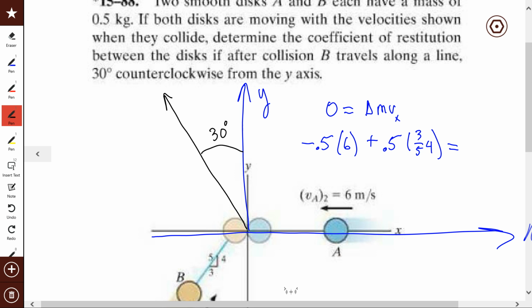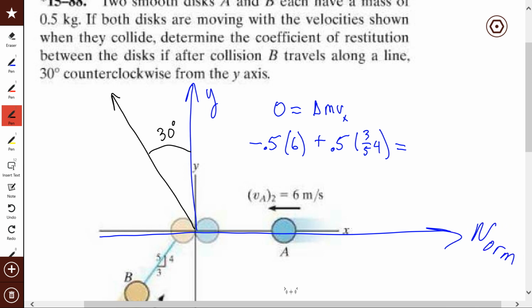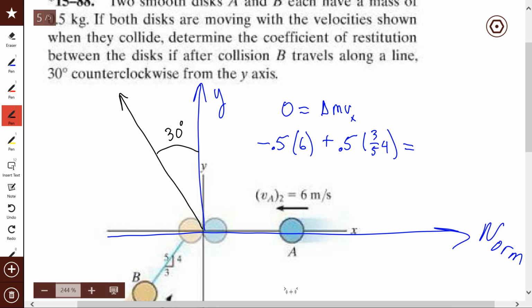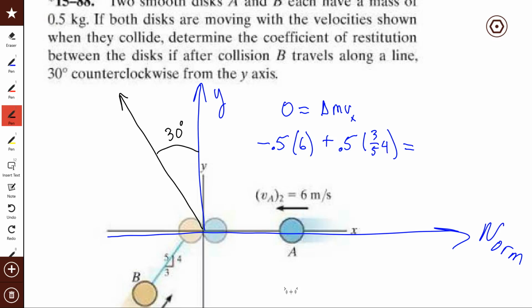Okay, so after the collision, what is A doing? In the X, I'm only doing X right now. What's A doing in the X direction? He's going to be mass 0.5. In the X, he's either going to go right or left. Which way do you think? I don't care. I'm going to put him to the right, as a positive, and solve for it, and I get a plus or a minus. So I'm going to say he's a positive VAX.